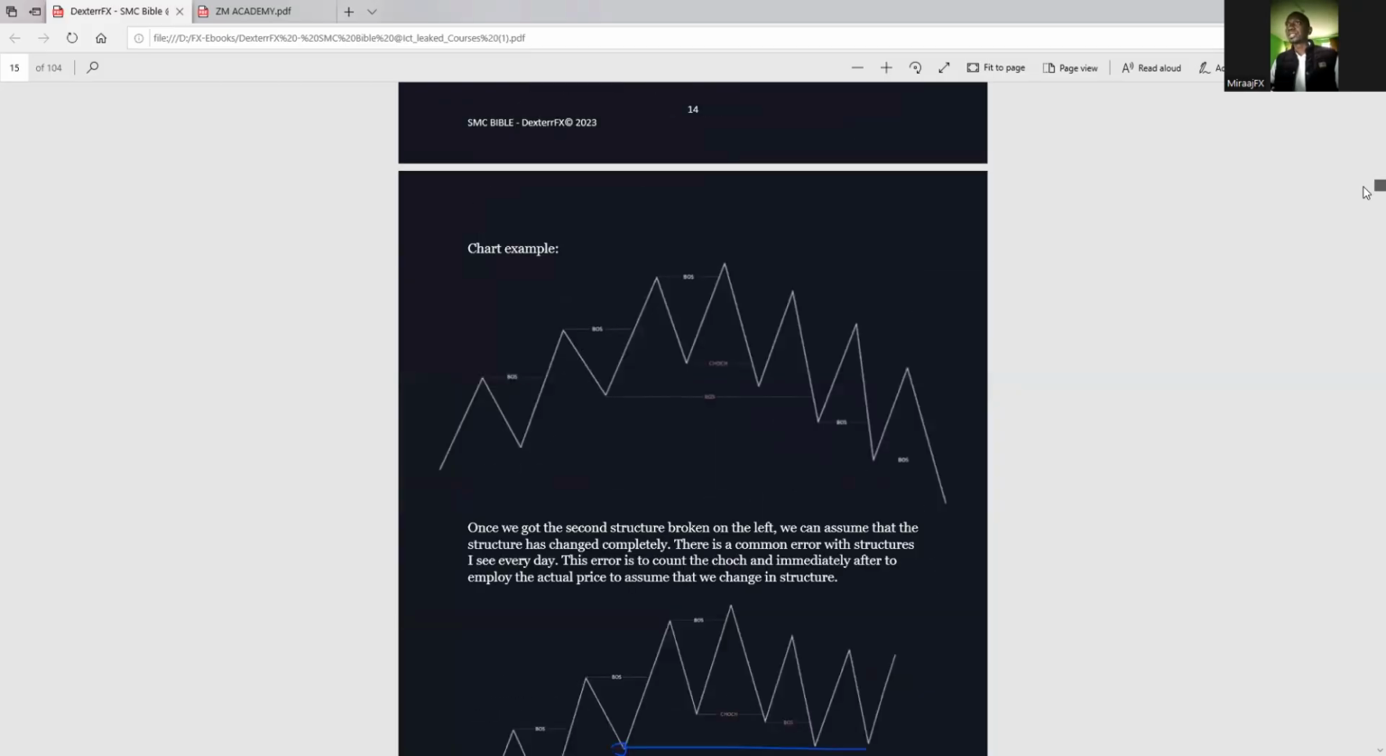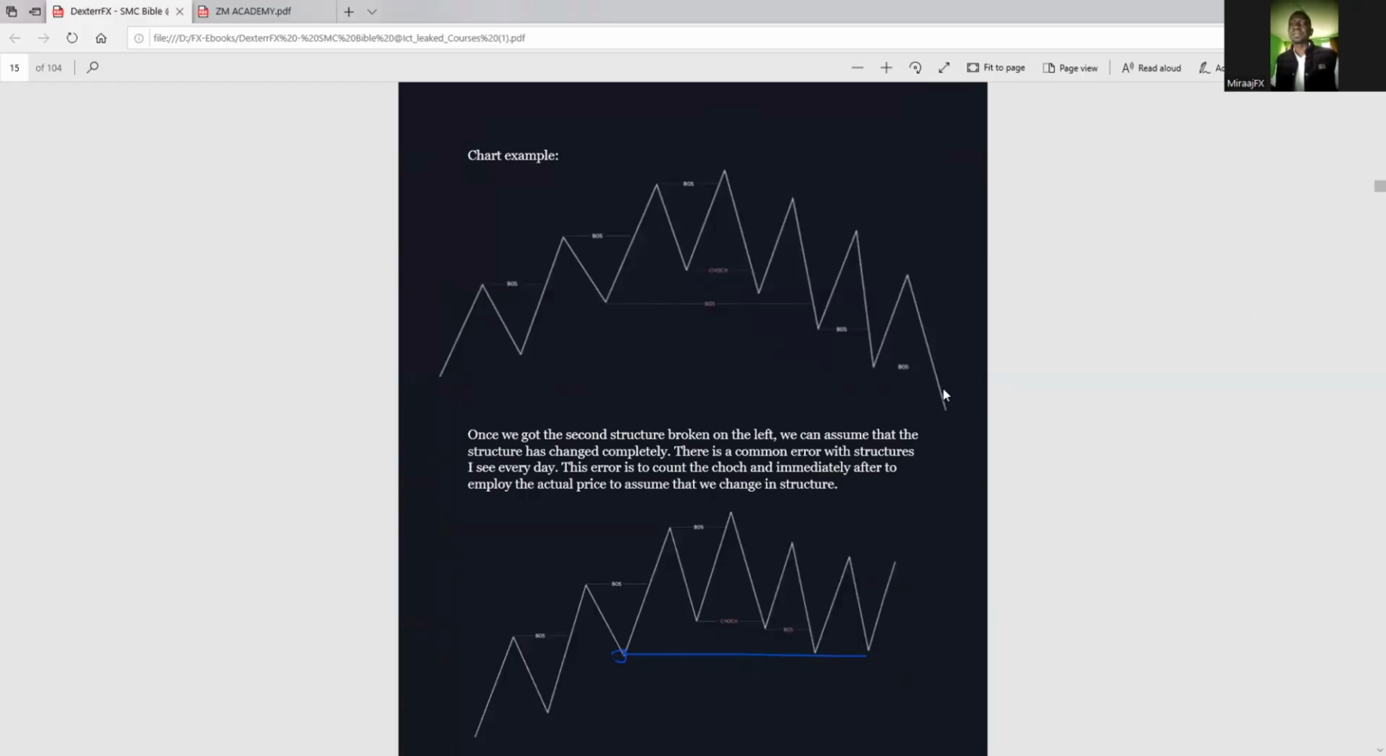When it comes to change of character, in the previous video we were talking about change of character, break of structure and a continuation in the same direction. So in today's video, we're going to talk about the complex pullback.